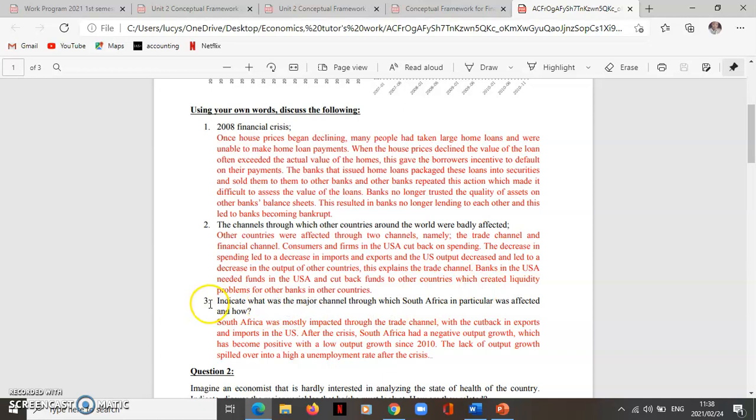Number 3. Indicate what was the major channel through which South Africa in particular was affected and how. South Africa was mostly impacted through the trade channel, with the cutback in exports and imports in the US. After the crisis, South Africa had a negative output growth, which has become positive with the low output growth since 2010. The lack of output growth spilled over into a high unemployment rate after the crisis.